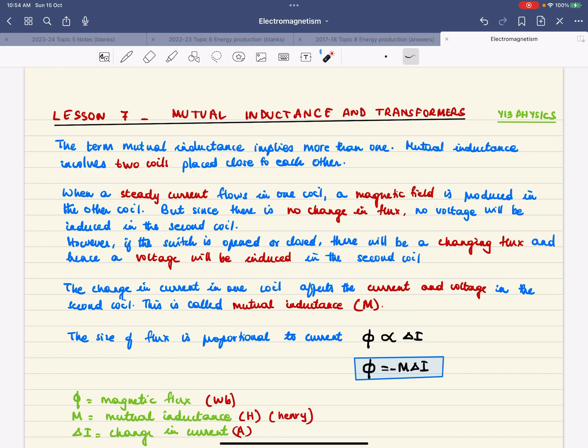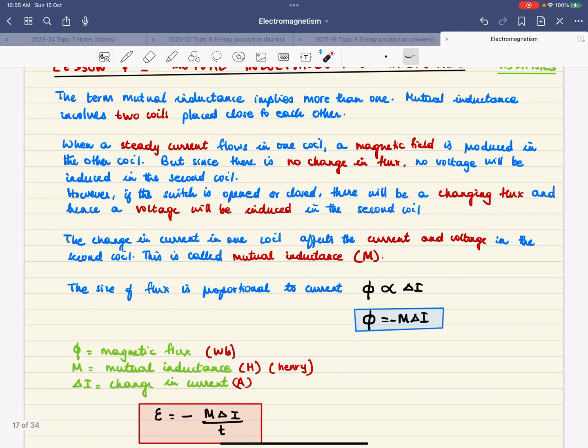But since there's no change in flux, no voltage will be induced in the second coil. However, if the switch is opened or closed, there will be a change in flux, and hence a voltage will be induced in the second coil. Now, the change in current in one coil affects the current and voltage in the second coil, and this is called mutual inductance. And the size of flux is proportional to current.